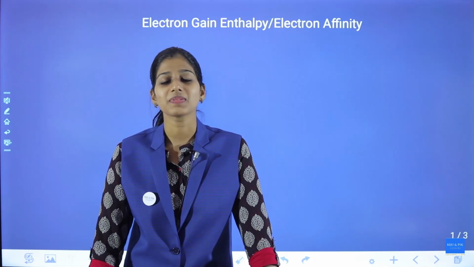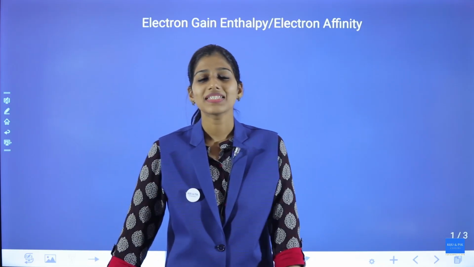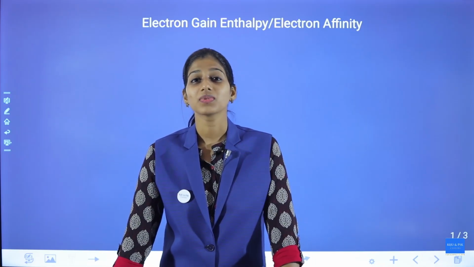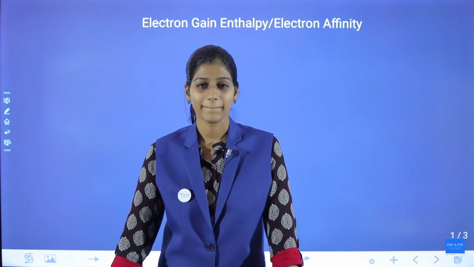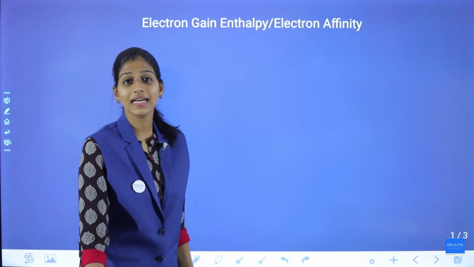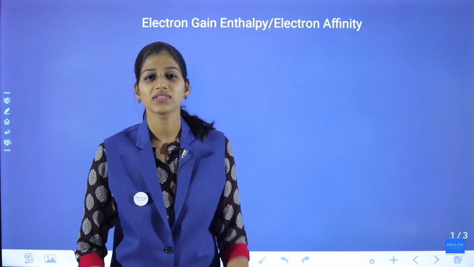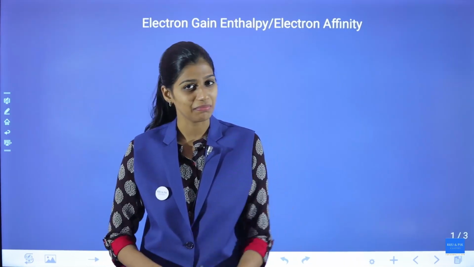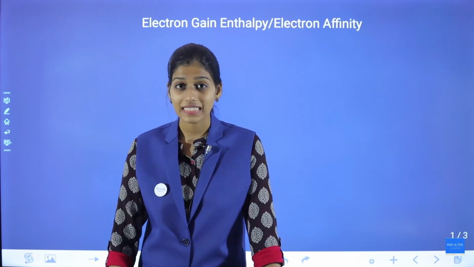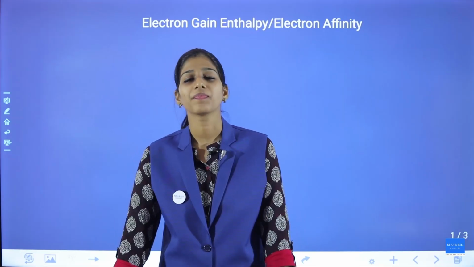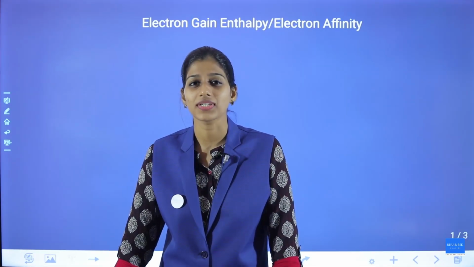We have been discussing the periodic table. So let's discuss the next periodic property, which is electron gain enthalpy. Last session we already discussed ionization enthalpy, what it means, the factors affecting it, and also the variation of ionization enthalpy.